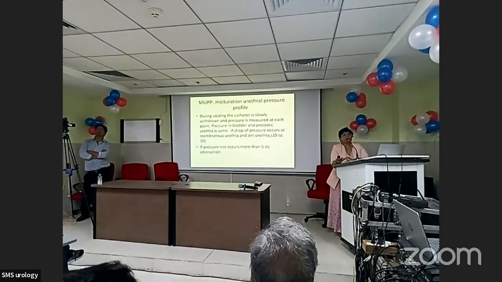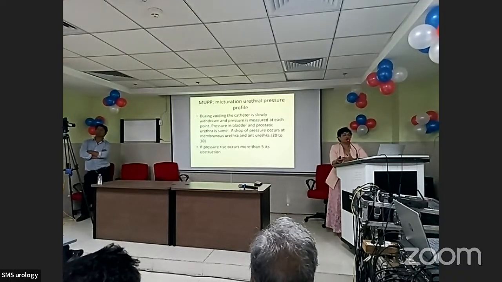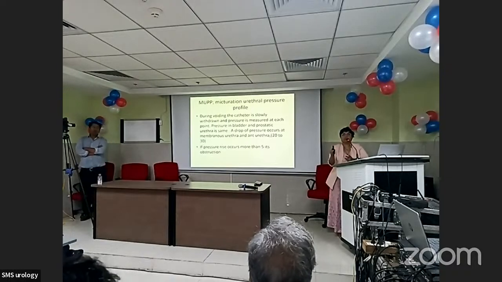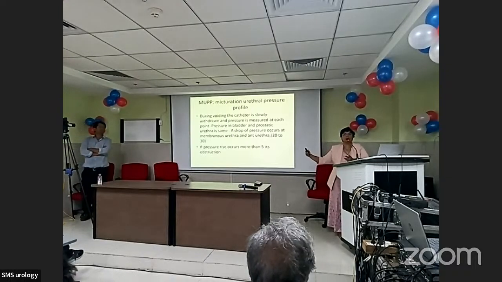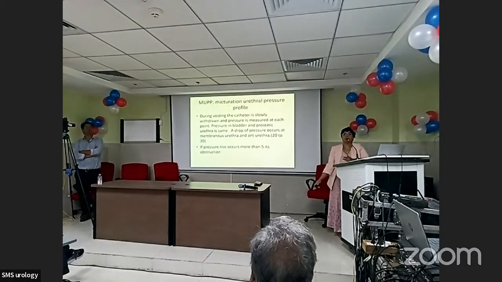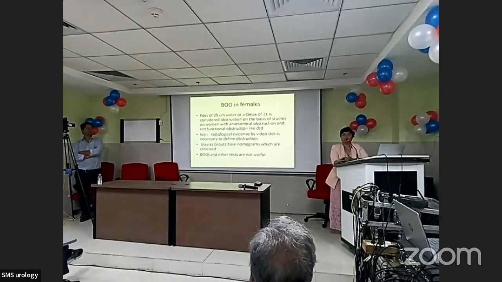And then at the level of the membranous urethra, there is a drop in pressure. And even in anterior urethra, this drop in pressure is usually 20 to 30 centimeters of water. So the pressure in the bladder and pressure in the prostatic urethra should be same. Once the catheter is withdrawn into membranous or anterior urethra, the pressure should drop by 20 to 30. This is normal. But if the pressure increases by 5 or more, then this can be a method of diagnosing obstruction. So this is one more method which is also not practiced.